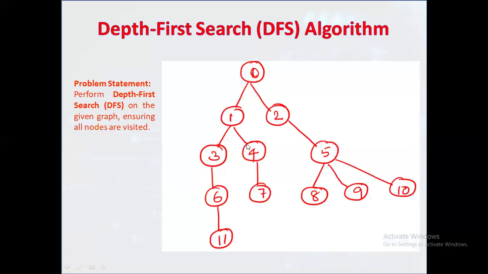So this is the example problem. The problem statement is: perform depth first search, DFS, on the given graph, ensuring all nodes are visited. First, what is the parent node here? This 0 is the starting node. That is, we have to start with 0.